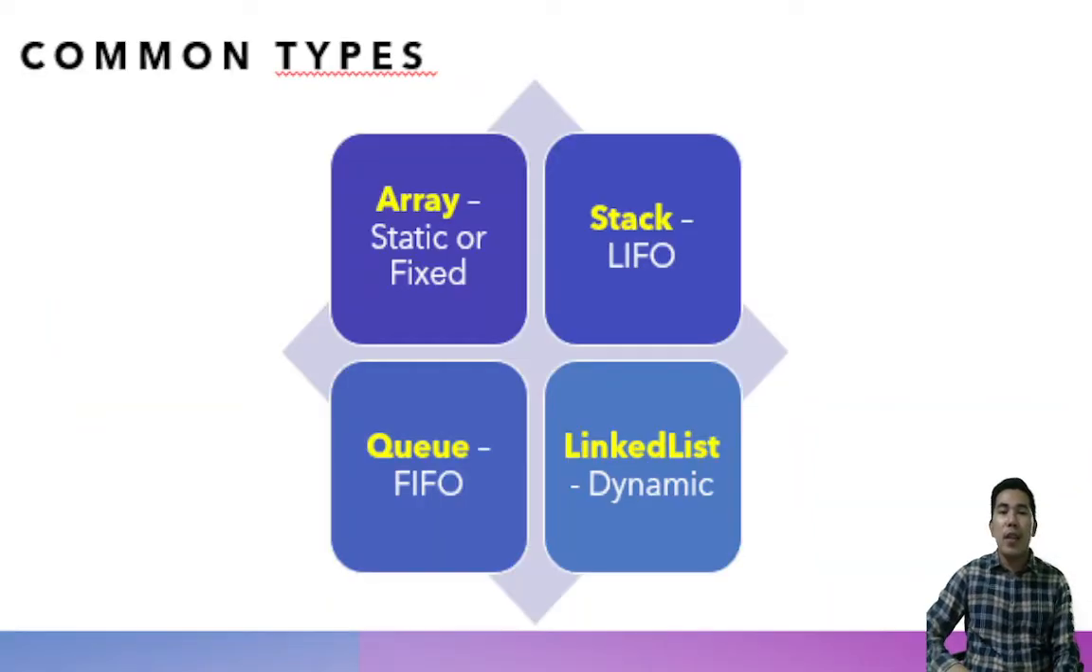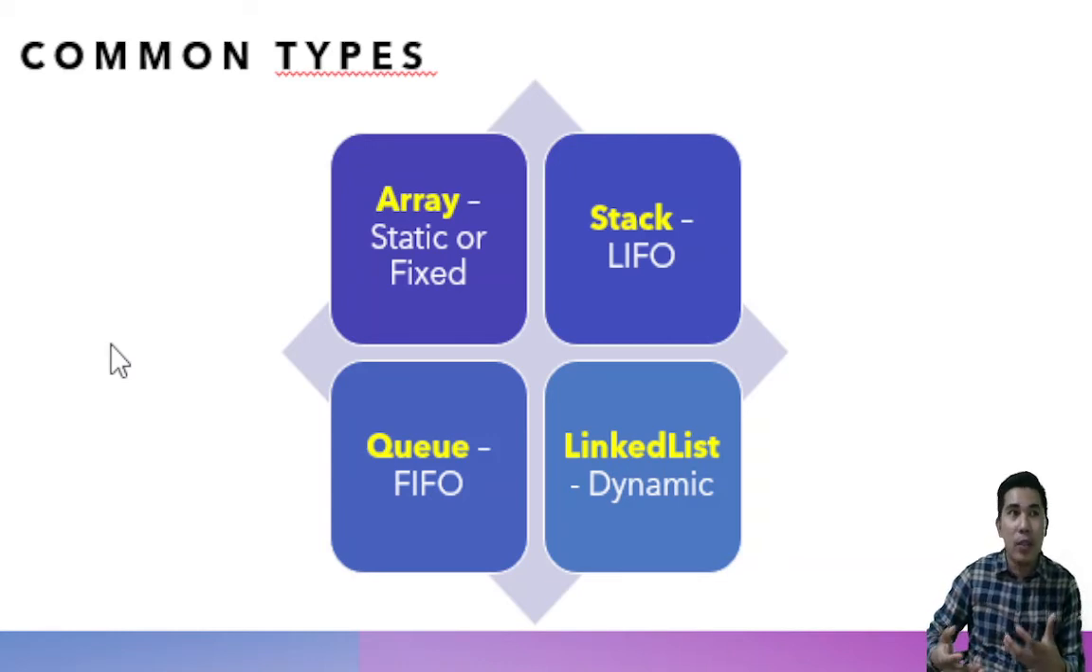Next, what are the common types of data structures? These are some of the common types. We have array. We could say an array is static or fixed. It cannot shrink or grow once you have already defined it. Therefore, it's fixed and always static on its size.